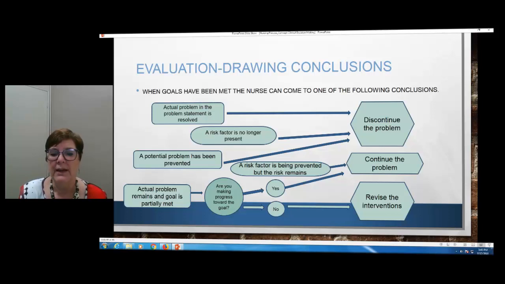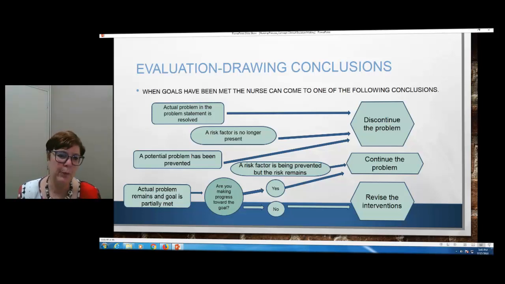So if the patient has not developed a bed sore or a pressure ulcer, the patient has not developed pneumonia, but the risk still remains. So we're going to continue that problem. We're going to turn every 2 hours, change positions every 2 hours. We're going to encourage coughing and deep breathing.